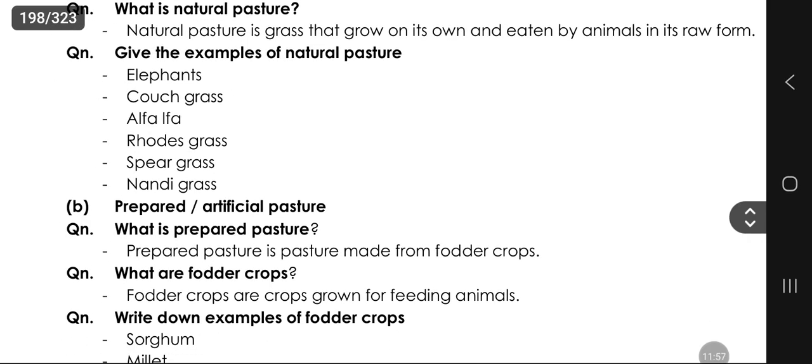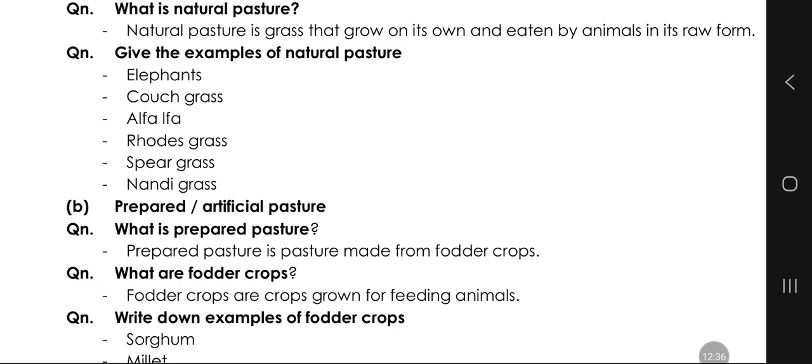What we are talking about now is artificial prepared pasture. Prepared pasture is pasture made from fodder crops. Keywords from that thing is fodder crops. What are fodder crops? In the definition down there, they are saying fodder crops are crops grown for feeding animals. So those crops are mainly grown for feeding animals, not human beings, for animals. Ng'omuddogo ekyagukulimisa to feed the animals.